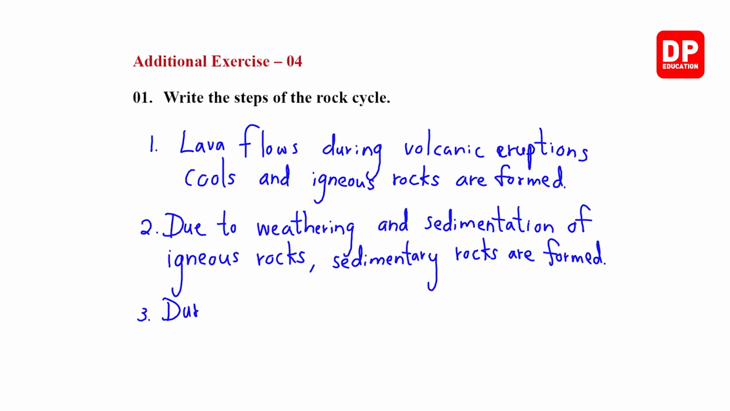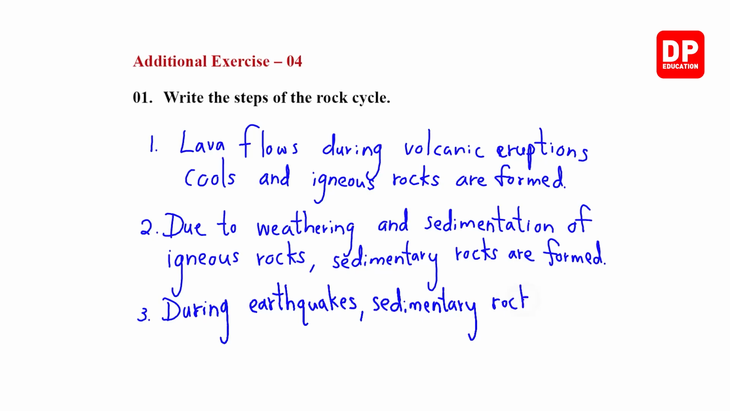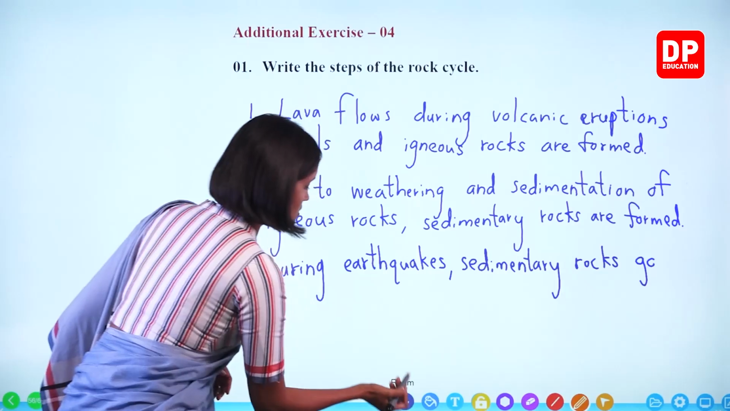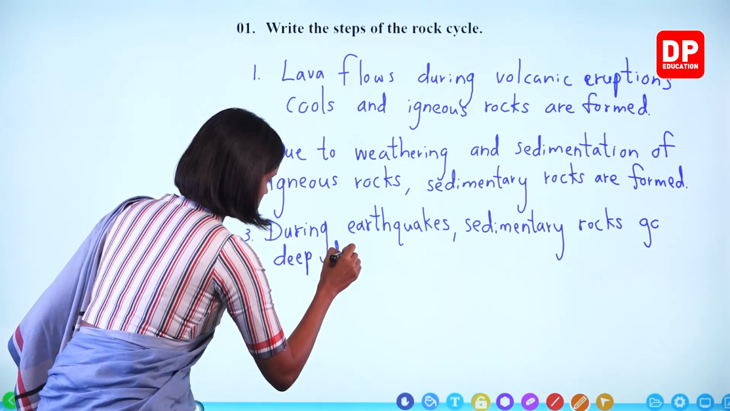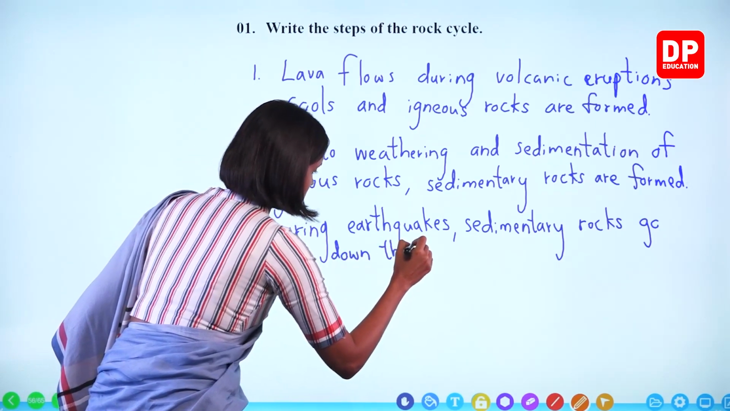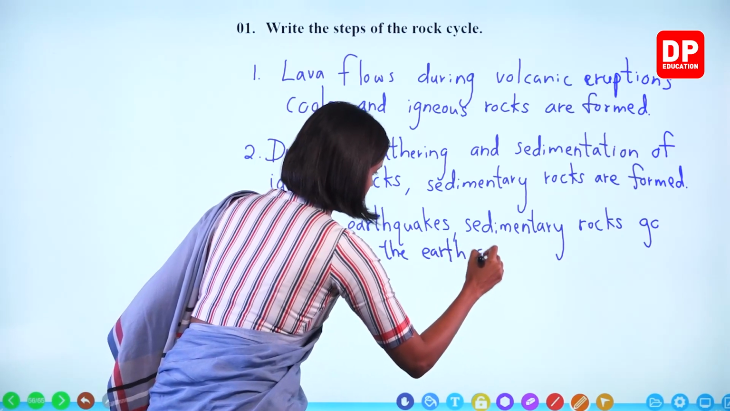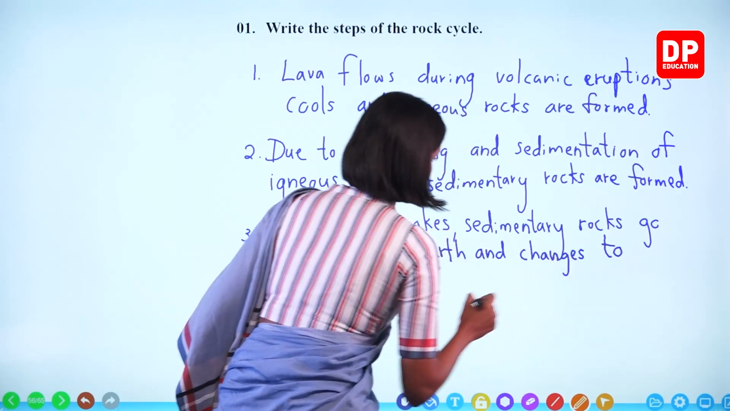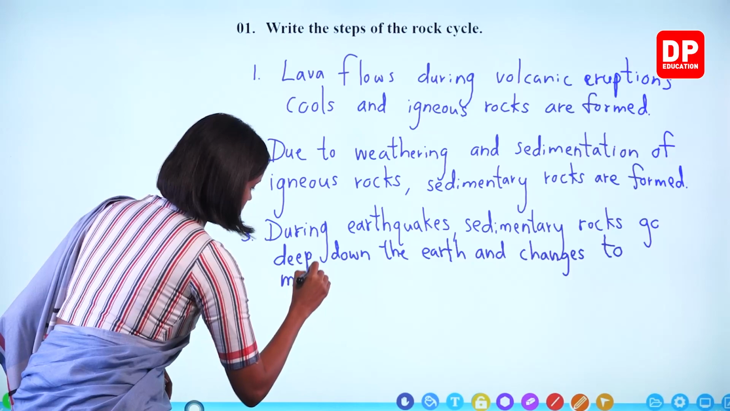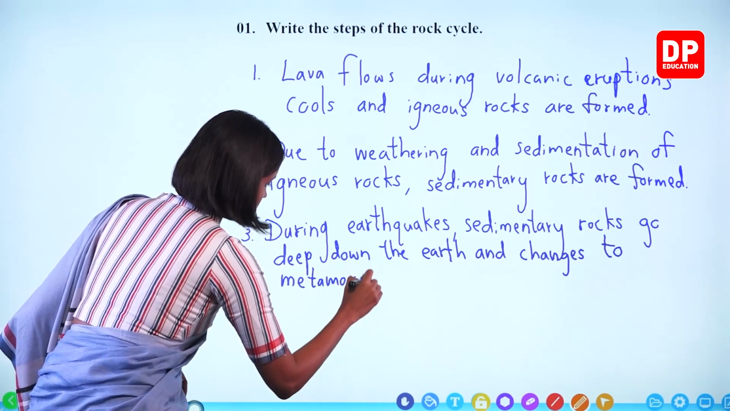During earthquakes, sedimentary rocks go deep down the earth, then change to metamorphic rocks. Metamorphic rocks.